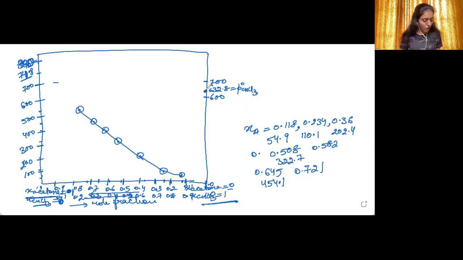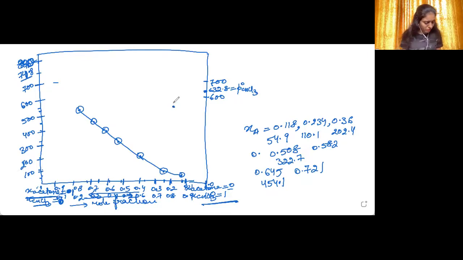When the mole fraction of acetone is 0.118, approximately here, at that point the vapor pressure of chloroform is 548.1. It will be approximately at this point.